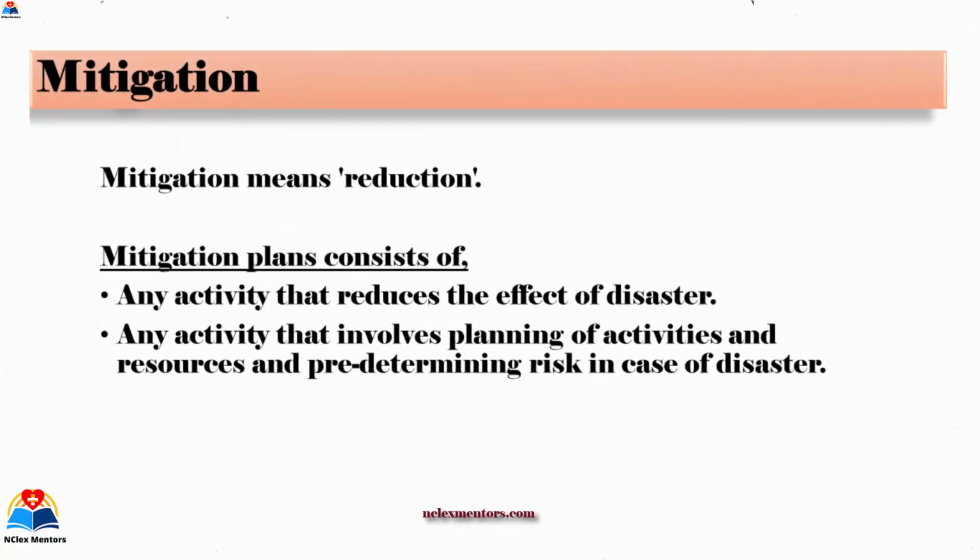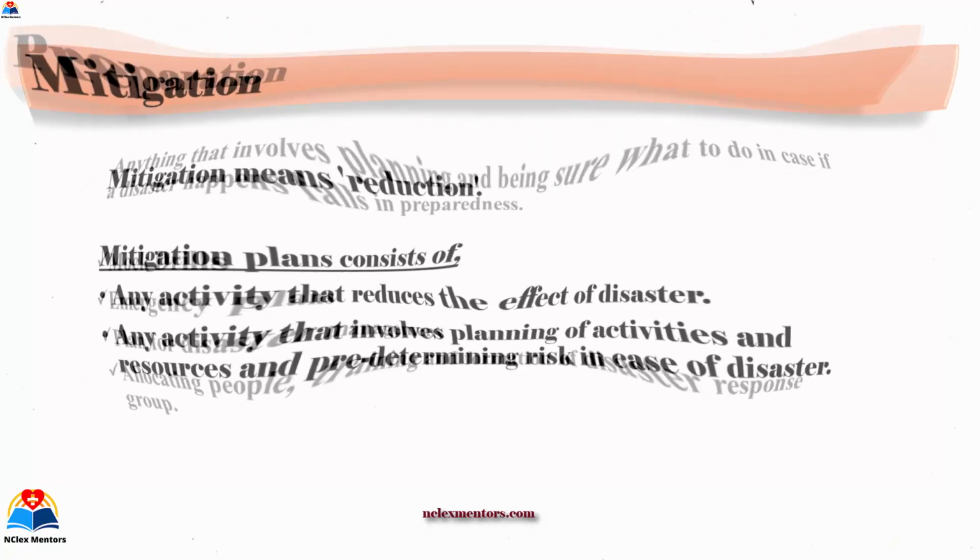Mitigation. Mitigation means reduction. Mitigation involves any actions taken so that the damage of the disaster is reduced. So, what falls in the mitigation plan? Any activity that reduces the effect of disaster. Any activity that involves the planning of activities and resources and predetermining risk in case of disaster.